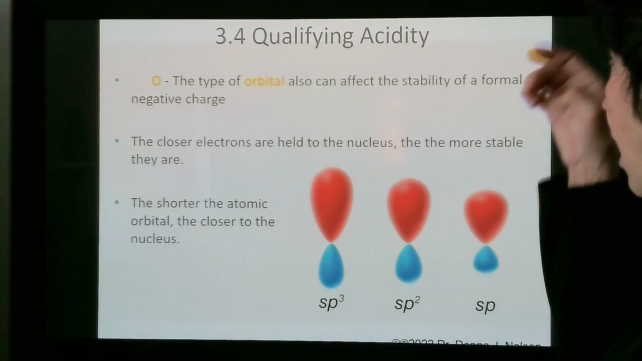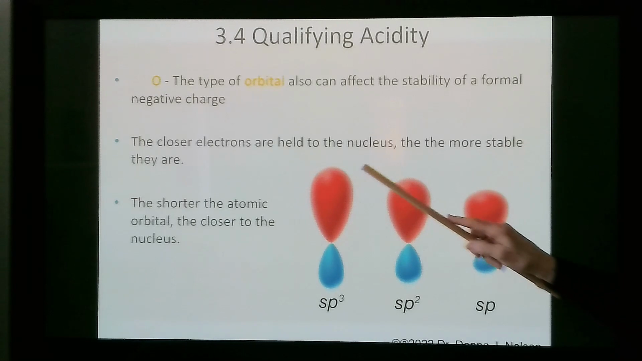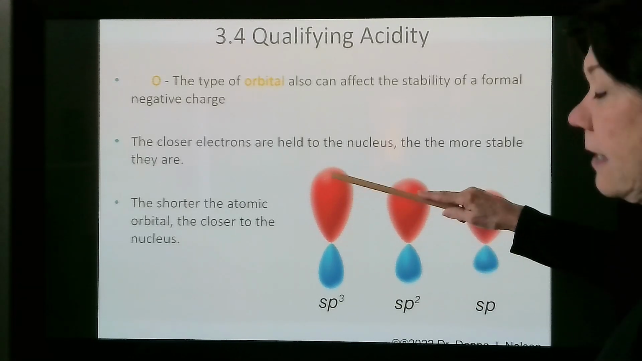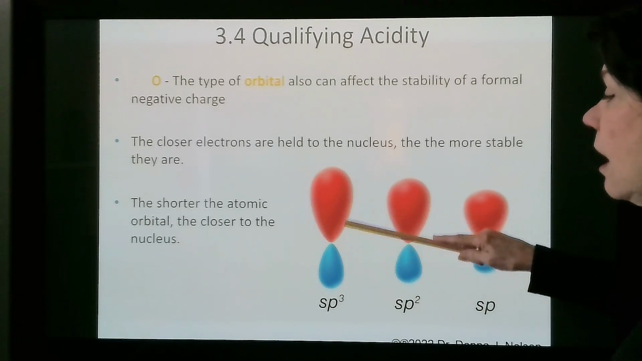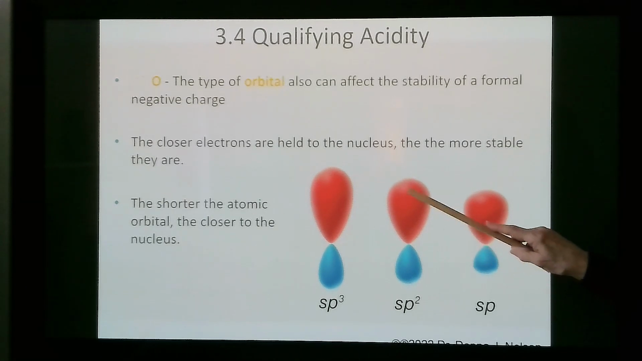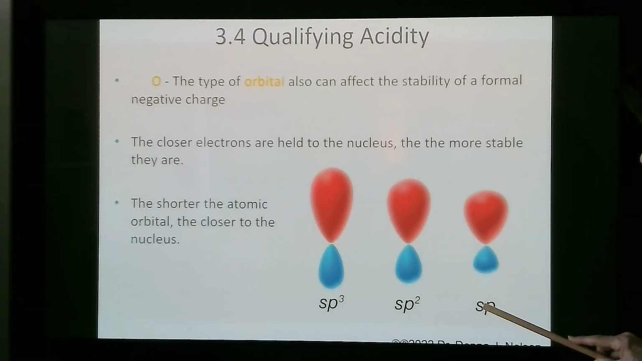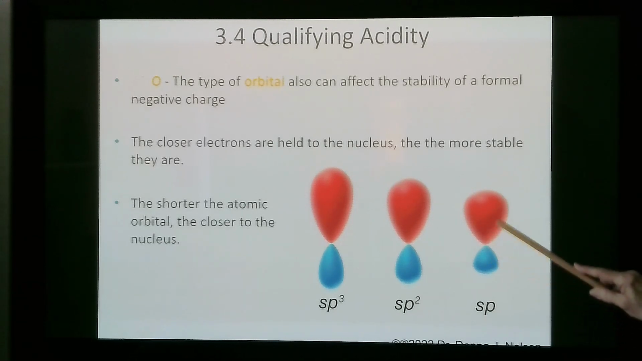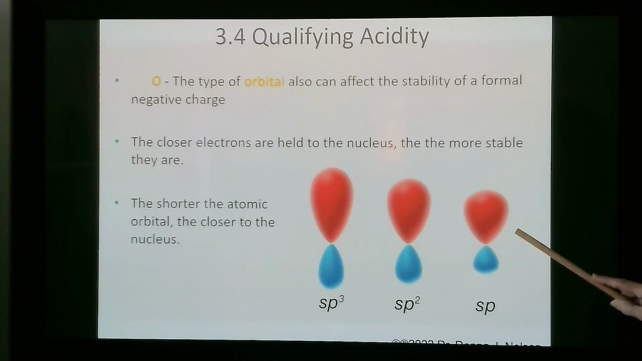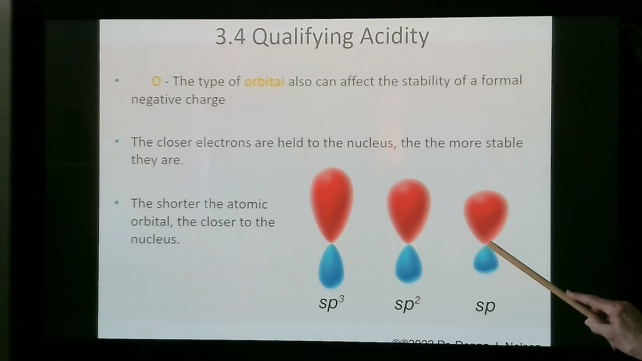Now, the type of orbital also affects the stability of the negative charge. The closer the electrons are held to the nucleus, the more stable they are. So the shorter the atomic orbital is, if it's close to the nucleus, you can approximate how close the orbital is lying to the nucleus by looking at the S character. How much S character? Well, this is sp hybridized, so it's 50% S character. And notice how in the drawing, the orbital is shown lying closer to the nucleus. Think of the S orbital. The S orbital is just simply round, and it's lying very close to the nucleus. The nucleus is embedded in the middle of the S orbital. So here this is 50% S.